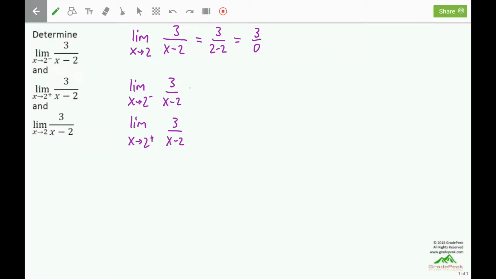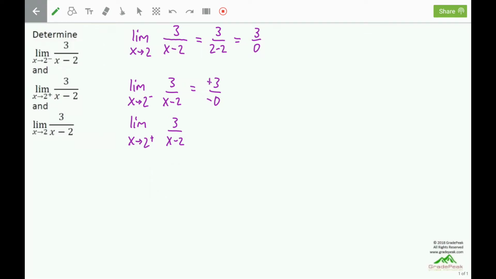Let's start with the left-sided limit. The left side of 2 on the number line is something less than 2, like 1.99. If we plug that in for x, we're producing something in the denominator that is a negative number. It's approaching 2, so it will approach 0, but it'll be approaching as a negative number since we're always less than 2.